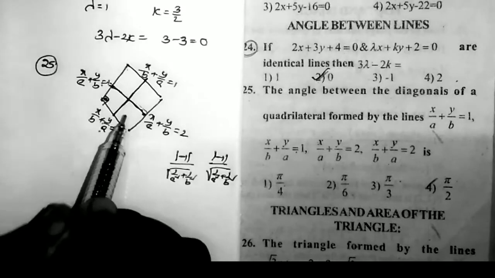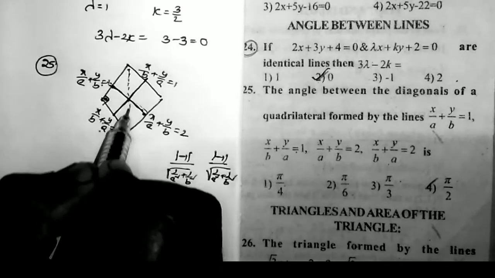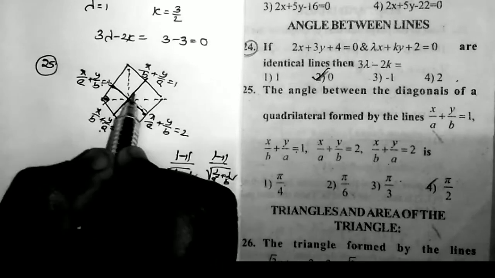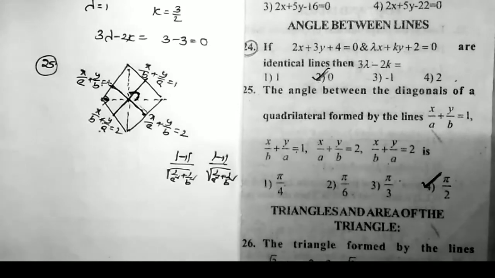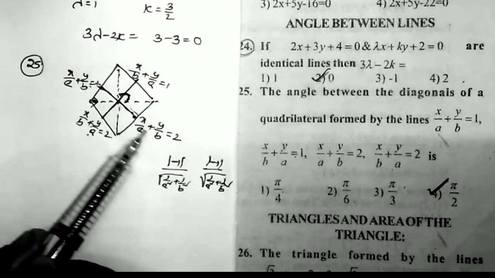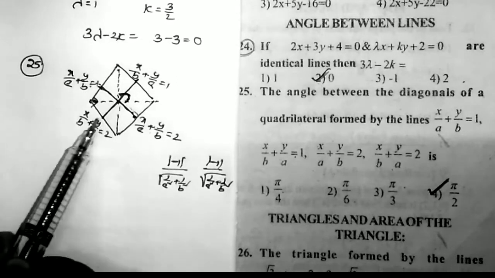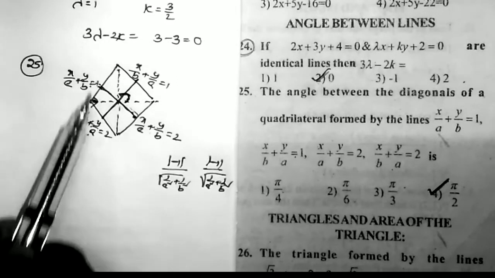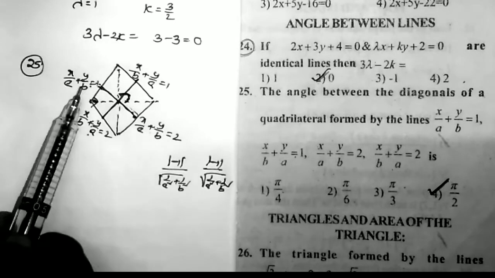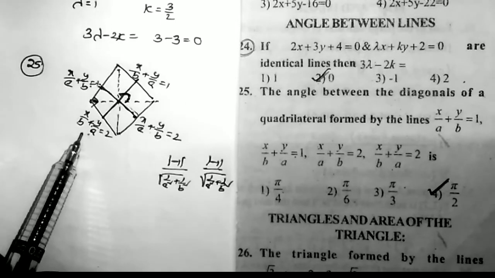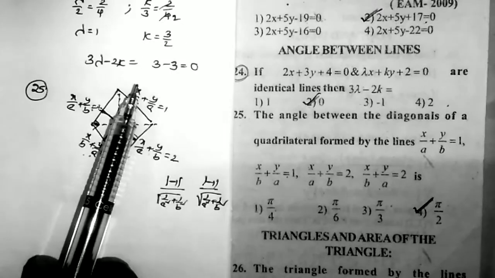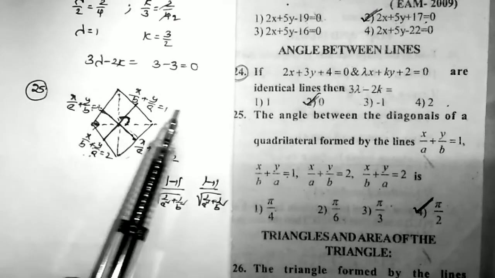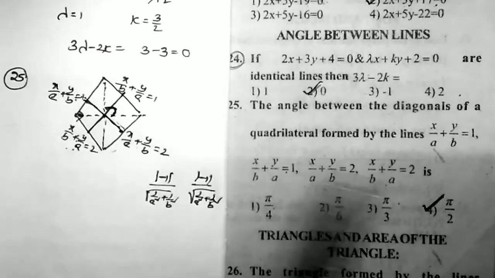So it is a rhombus. If it is a rhombus, what is the angle between the diagonals? Already we know that in a rhombus the two diagonals are perpendicular to each other. That is, the angle between the diagonals is equal to 90 degrees. So here these are the sets of parallel lines and the distance between the parallel lines is equal, and the lines are not perpendicular, since m1 into m2 is not equal to minus 1. So the given 4 lines form a rhombus, and in a rhombus the angle between the diagonals is equal to 90 degrees. So the angle is equal to 90.